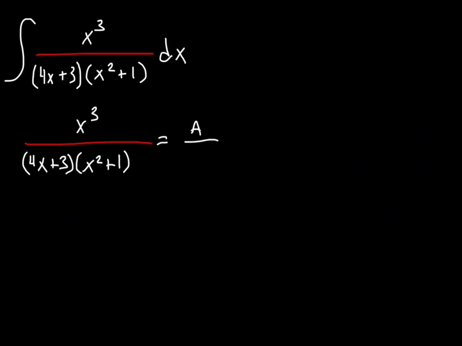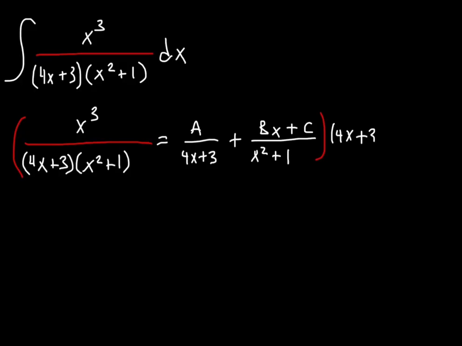This will decompose to A over 4x plus 3 plus, this time I'm not just writing B, I will have to write Bx plus C, because that's the decomposition for the quadratic, and also because it matches the format. Now our next step, as usual, is to multiply by the common denominator. So 4x plus 3 times x squared plus 1.